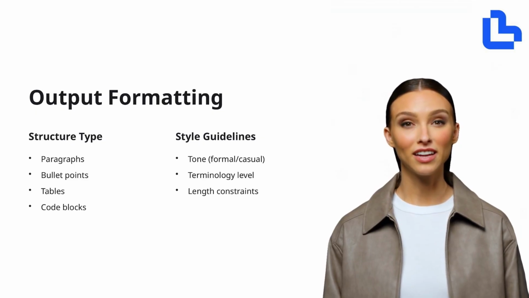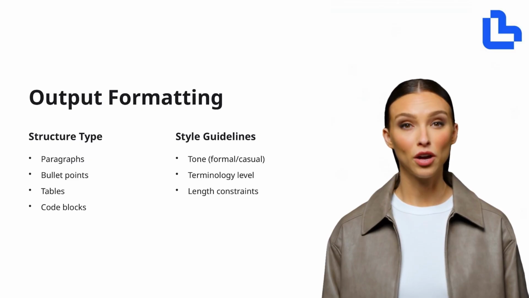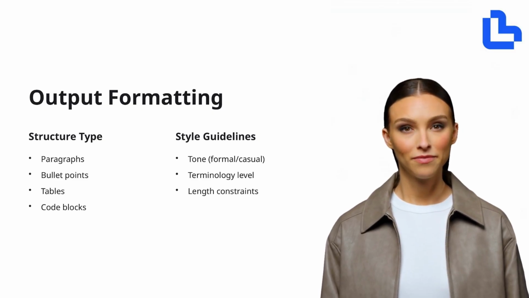Next, define your style guidelines. This includes the tone. Should it be formal, casual, technical, or conversational? Also, consider the terminology level. Are you writing for a general audience or domain experts? The AI can adjust its vocabulary accordingly if you tell it who the audience is.